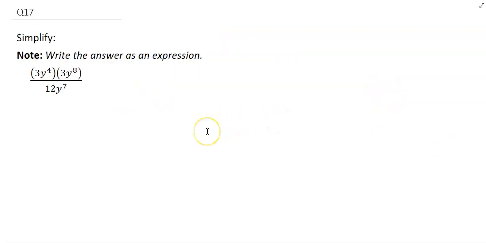17. Oh, here we're going to start using exponential rules. Okay, so the first rule that I know that I can use here, so let me write here.